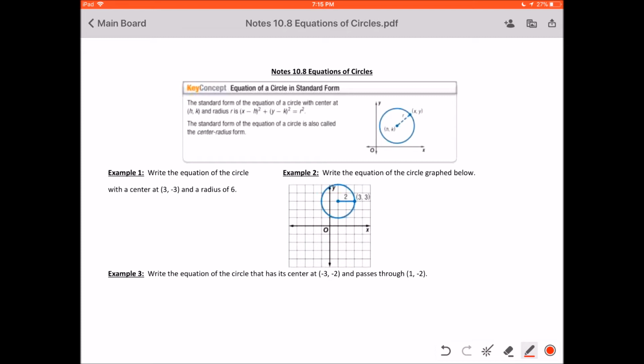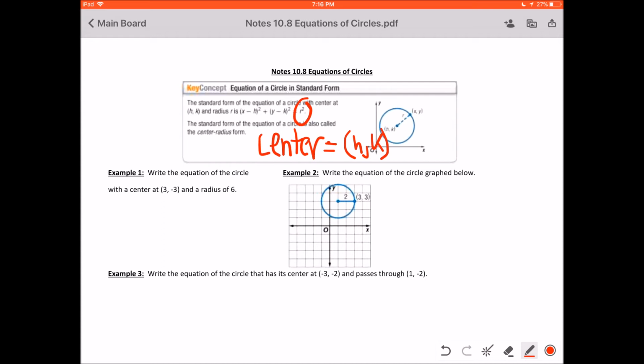So it tells you that the equation is x minus h squared plus y minus k squared equals r squared, where h and k are the center. So center equals h comma k, and the radius squared is r squared, so whatever the square root of this side is will be your r, and you draw your circle like that.